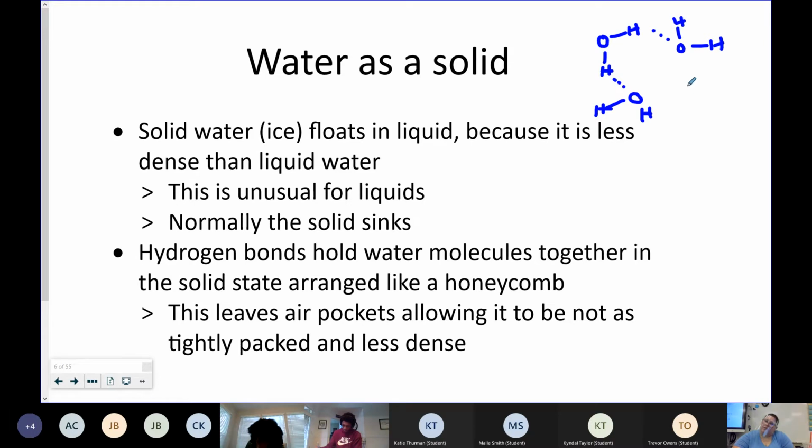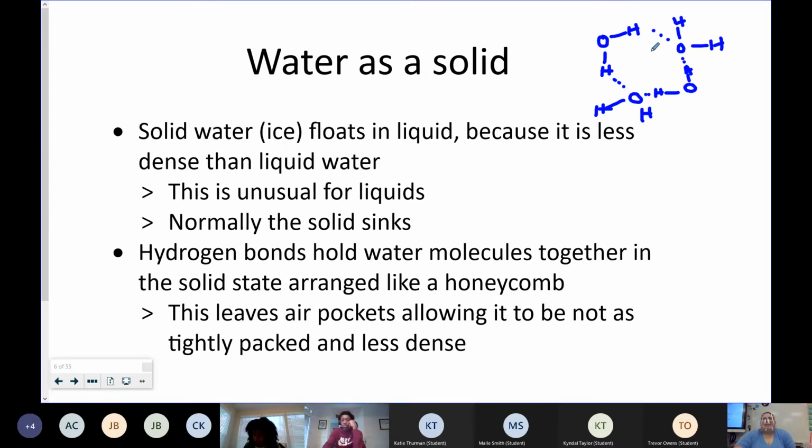Let's see if I can draw this. Okay. So whenever this occurs, you have all these hydrogen bonds attracting one molecule to another. And whenever they freeze, they link up, kind of making this honeycomb shape.